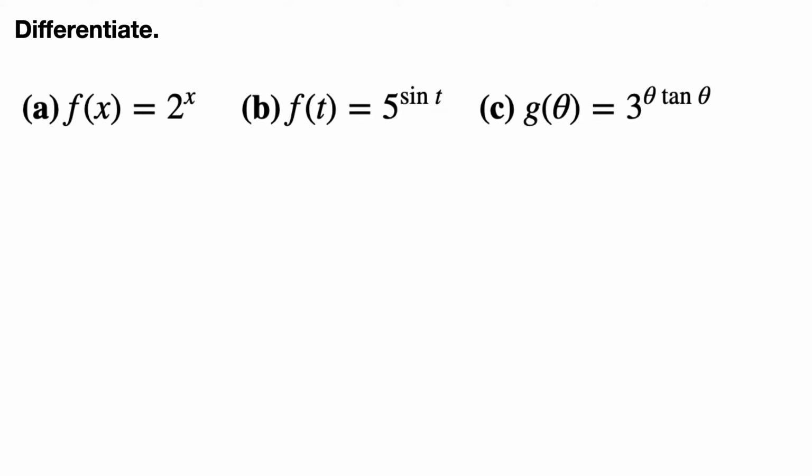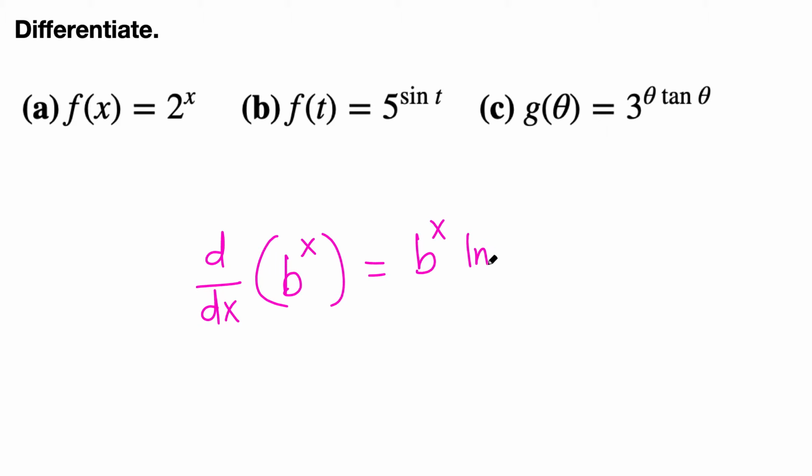Differentiate. In part A, we got the function equals 2 raised to x. This is an exponential function, and as we've seen, when we have a number raised to x and we want to find its derivative with respect to x, or prime, that is always the same thing times natural log of this base b.